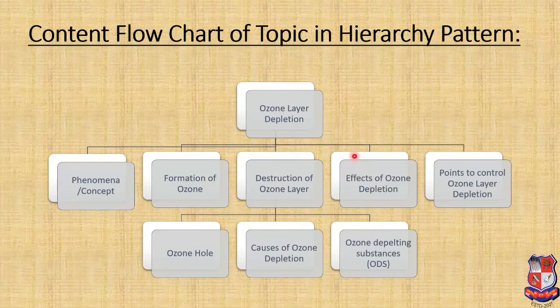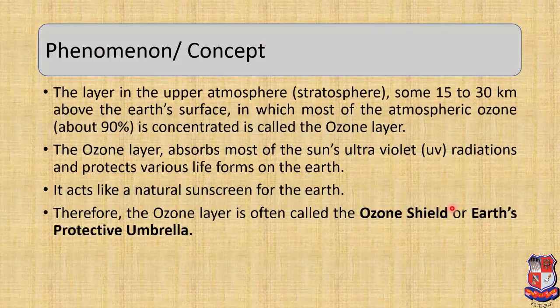This slide shows the content flowchart of the ozone layer depletion topic, which includes the phenomenon of the topic, that is the basic concept, then the formation of ozone process, then destruction of the ozone layer, which includes the ozone hole, causes of ozone depletion and ozone depleting substances. That is followed by the effect of ozone depletion and points to control ozone layer depletion. Now moving forward towards the first phenomenon.